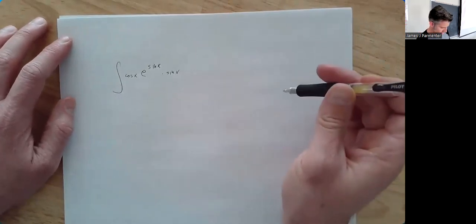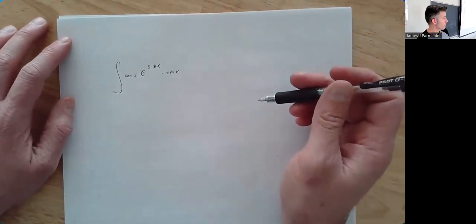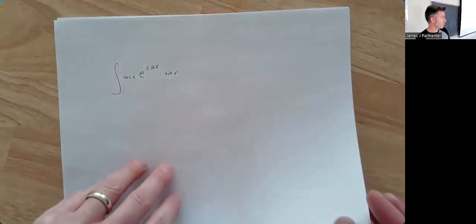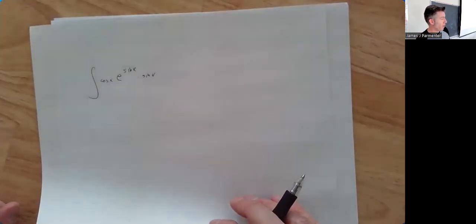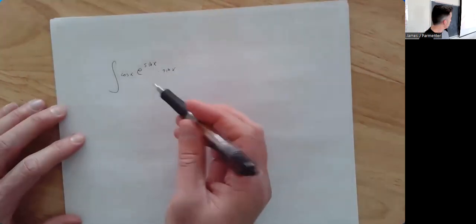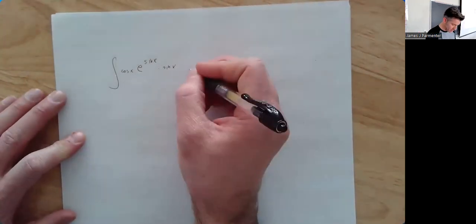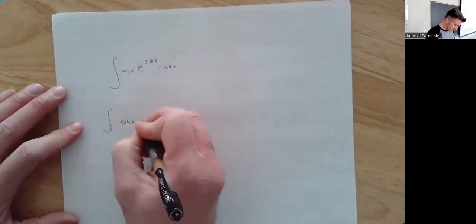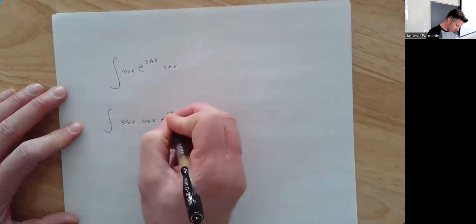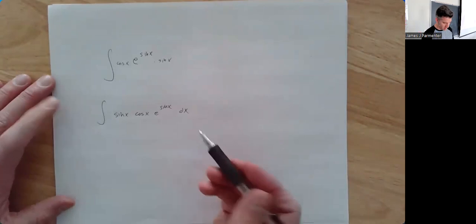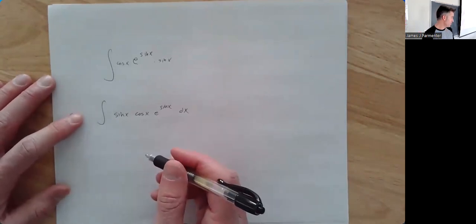And then also, now that you mention it, can you do integration by parts once you've done a u sub? Yes, you can. So here's an example of that question you just asked. Let's say we were integrating sine of x times cosine of x times e to the sine of x dx. That looks terrible. I see there's a u substitution there.